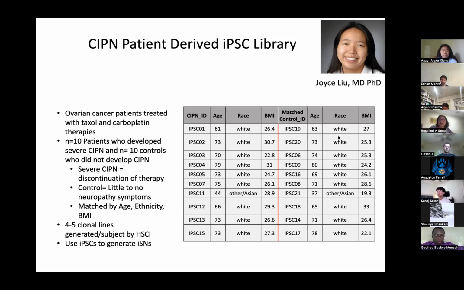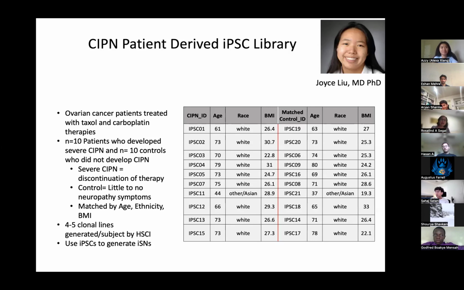She also identified 10 patients who were matched for age, race, and approximately for BMI, who had very mild symptoms or no symptoms. And so we now have 10 pairs of patients with severe CIPN and control. And what's important, both of these were challenged with the same regimen. From these 20 patients, we've generated iPSCs, which is induced pluripotent stem cells.